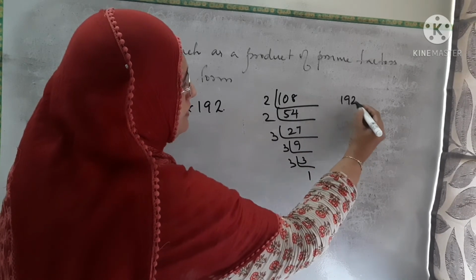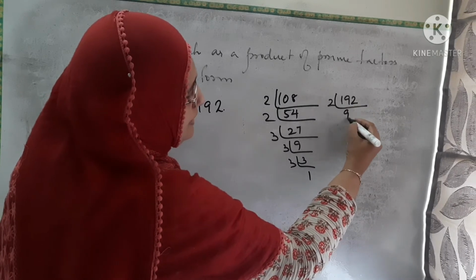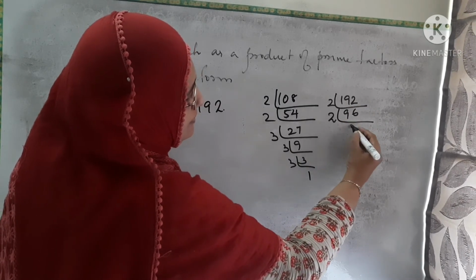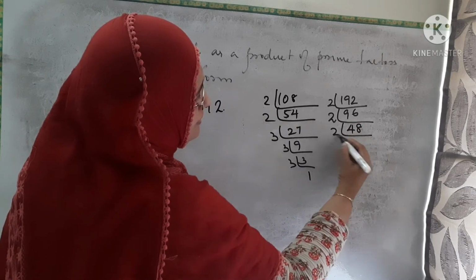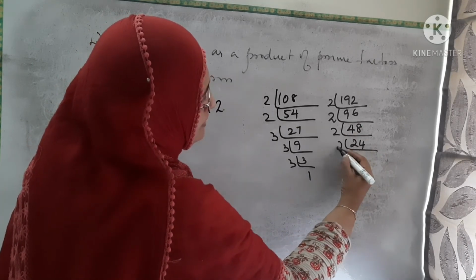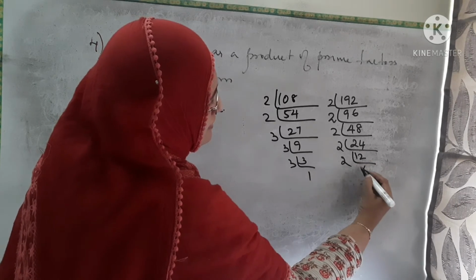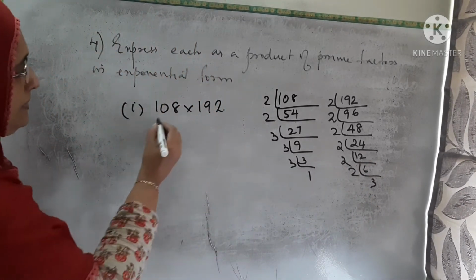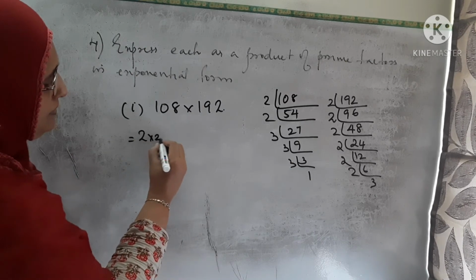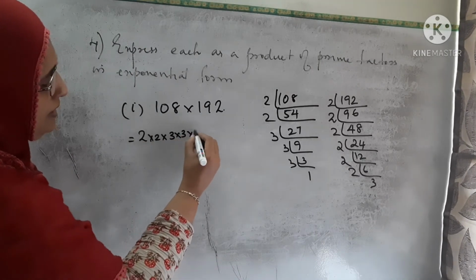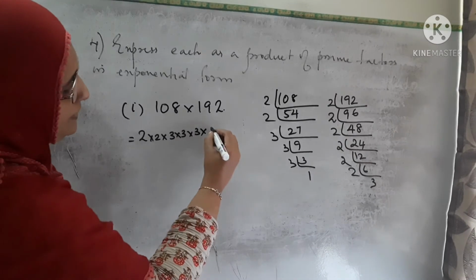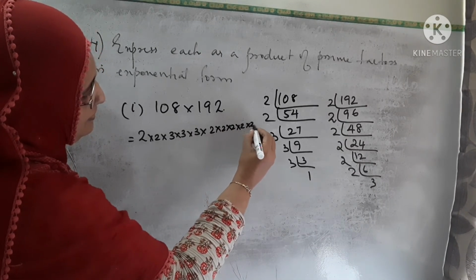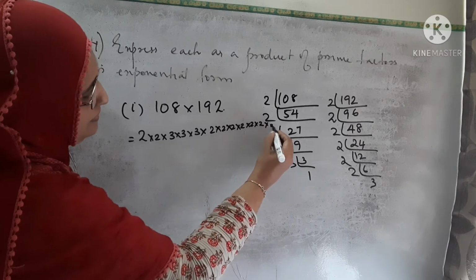Then 192: first 2, 96. Then again 2, 48, again 2, 24, again 2, 12. Then 6, then 3. So when you write it, it will be 2 into 2 into 2 into 2 into 2 into 2 into 2 into 2 into 3 into 3 into 3 into 3.